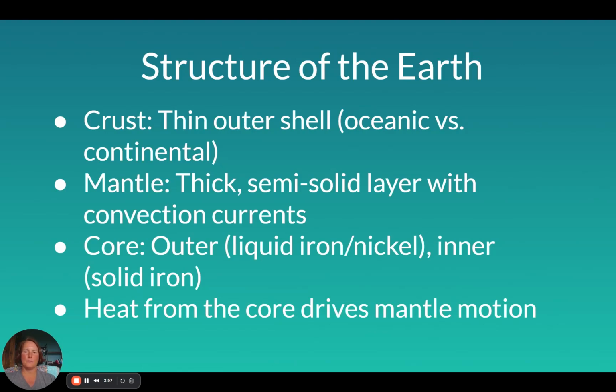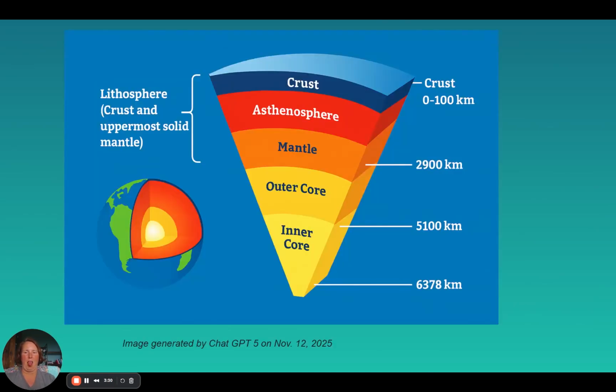And then the core, we have both an inner core and an outer core. The outer core is mostly made up of liquid iron and nickel. So for iron and nickel to be liquid, it has to be super, super hot in the core. And then the inner layer is essentially solid iron and under a lot of pressure. So the heat that's within those layers of the Earth is actually what drives the mantle to move and what drives our continents to move over time. So kind of interesting and a little dense.